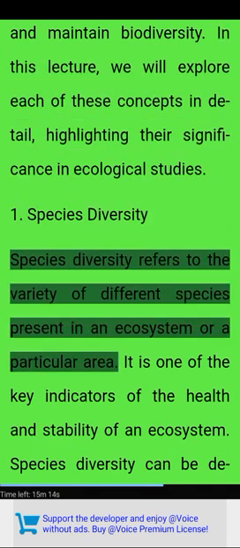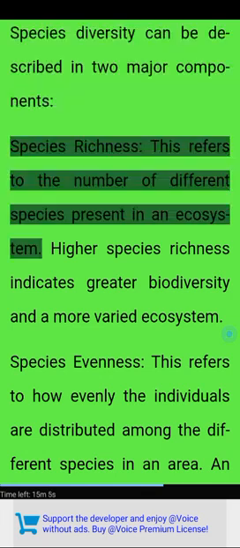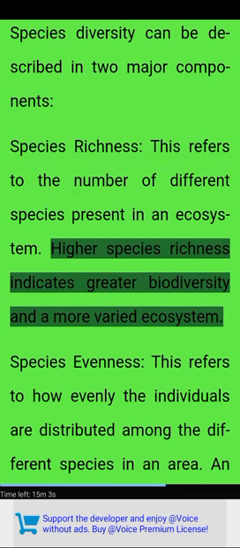1. Species diversity. Species diversity refers to the variety of different species present in an ecosystem or a particular area. It is one of the key indicators of the health and stability of an ecosystem. Species diversity can be described in two major components. Species richness. This refers to the number of different species present in an ecosystem. Higher species richness indicates greater biodiversity and a more varied ecosystem.